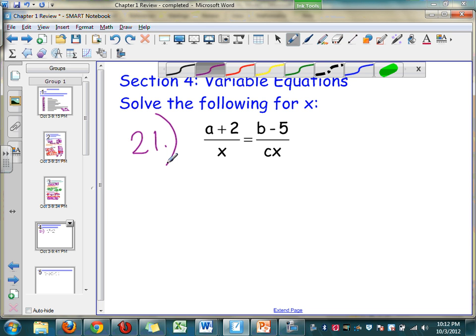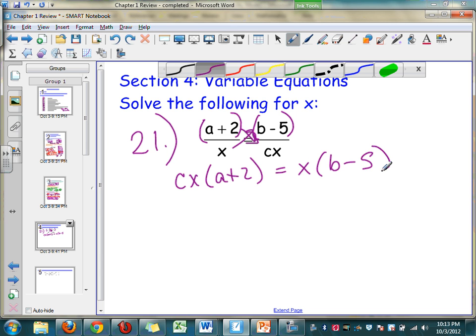Well, immediately what you're going to see is you have a fraction equaling a fraction. So if I have a fraction equaling a fraction, I'm simply going to put parentheses around each one of the numerators. Why? Because this is the head, this is the body, this is the head, and this is the body of something else. So you have to keep those together. So with that said, I'm going to immediately cross multiply. So I'm going to be left with cx times a plus 2 is equal to x times b minus 5.